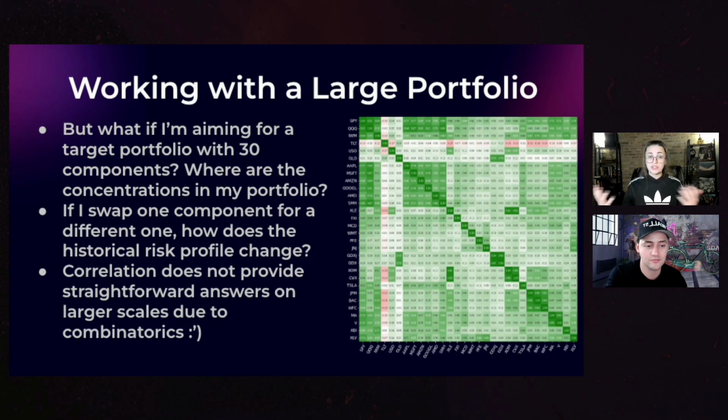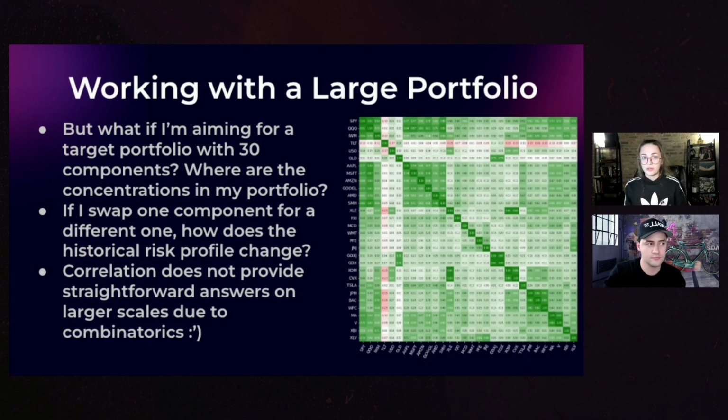That is not an unreasonable number of elements to consider if you're dealing with a big portfolio, right? So if I look at this plot and try to assess where my directional risk is, where my concentration risk is, that becomes difficult. What if I want to take 2 or 3 elements out and swap them with different elements? Maybe I want to take Microsoft out and replace it with something else. How does that affect the overall historical risk profile of the portfolio, right?